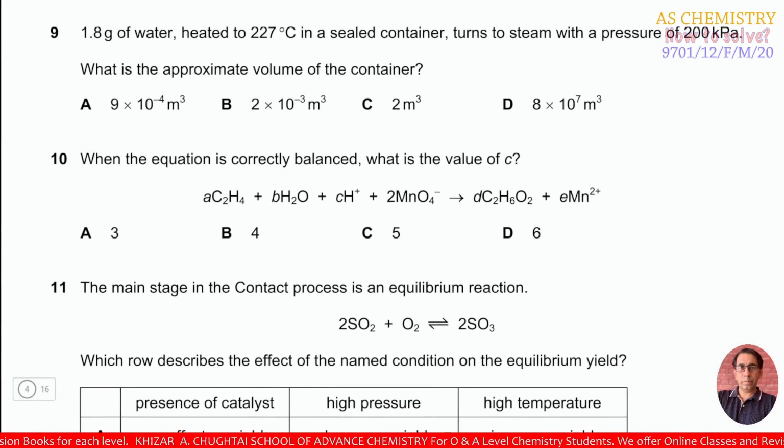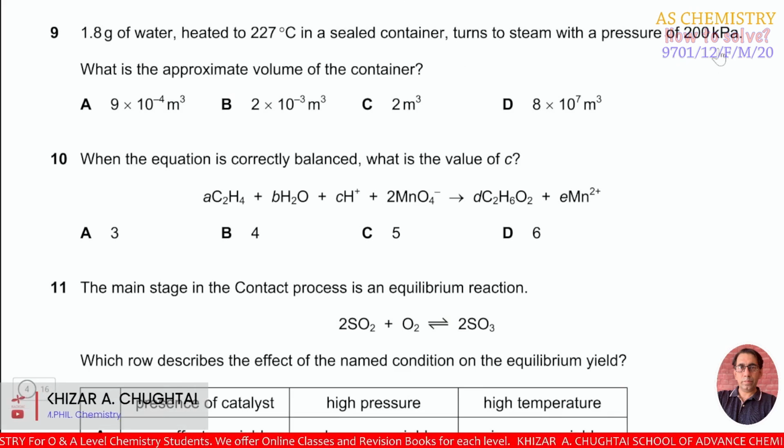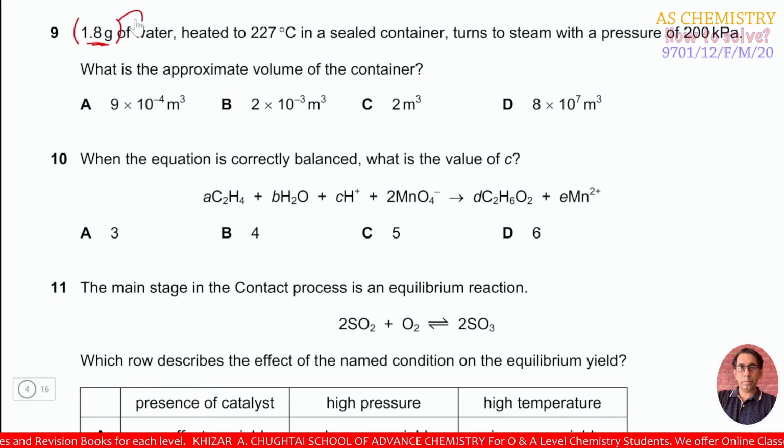Question number 9. 1.8 gram of water heated to 277 degrees Celsius in a sealed container turns to steam with a pressure of 200 kilopascal. What is the approximate volume of the container? You have the quantity of the substance, that is water, and you can change it into moles. Here is the temperature in centigrade in a sealed container, and the pressure is over here. So mole, temperature, pressure, and he is asking for the volume.